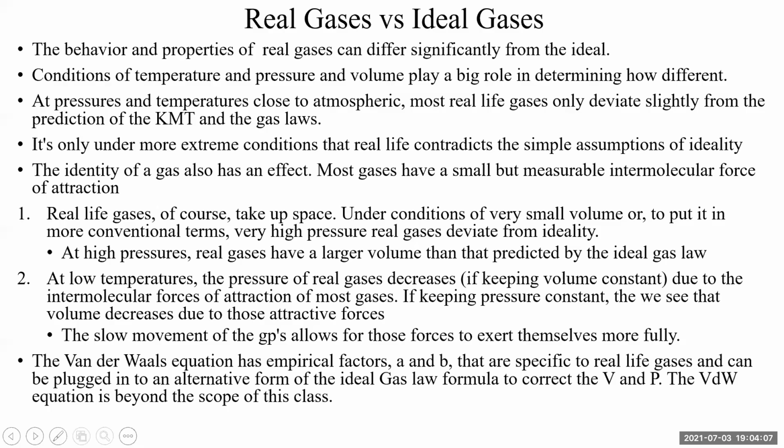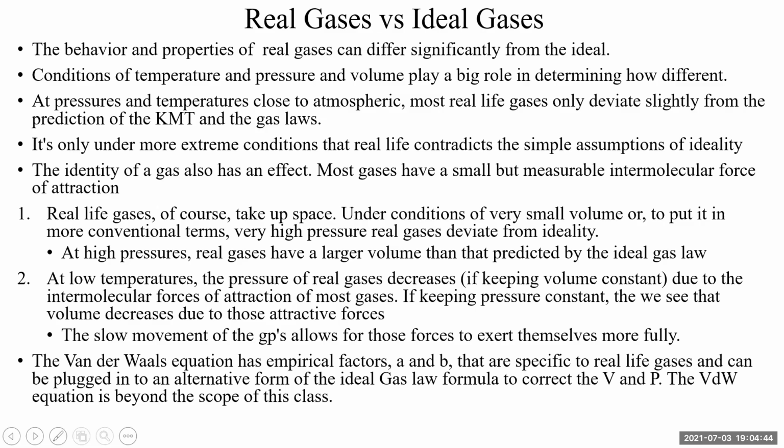At high pressures, real gases have a larger volume than that predicted by the ideal gas law, because at high pressures, there are a lot of gas particles just squeezed into a small space. Now suddenly you have to consider, wait a minute, these gases are taking up some of that very limited space. The ideal gas law, which was up until now considering them to have zero volume, is going to be an error, because now the gases are actually taking up space. So real life is not going to match the ideality or the theory.